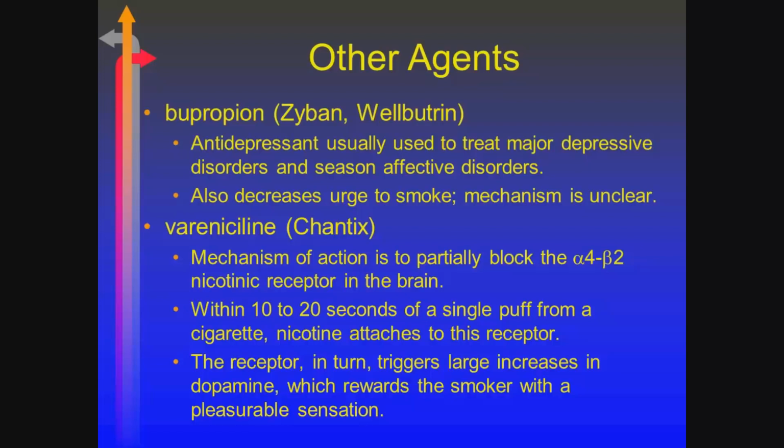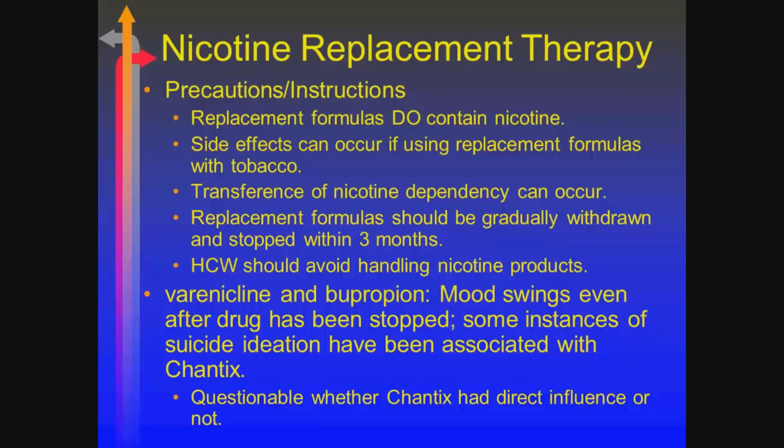The one that you've probably seen on television, varenicline or Chantix, blocks a specific nicotinic receptor in the brain, and within 10 to 20 seconds, normally nicotine would attach to this. This receptor in turn is what triggers dopamine, which gives us the pleasurable sensation of smoking a cigarette.